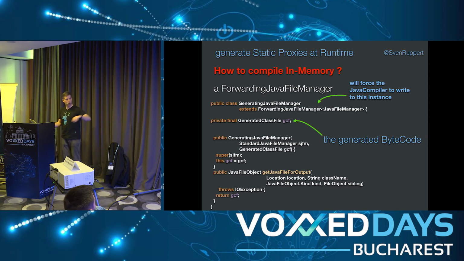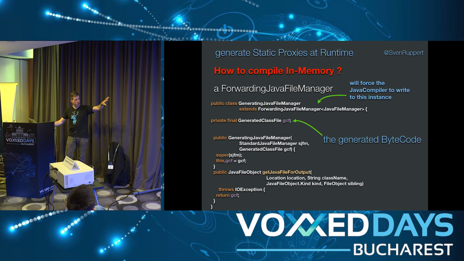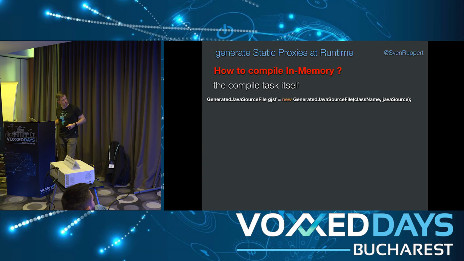I'm not expecting that you understand the whole stuff right now. I only want to show a point here. Slides you can read later, and then you can try all this stuff by yourself. The compile itself is quite easy. You need the generated Java source file with a class name and the Java source.